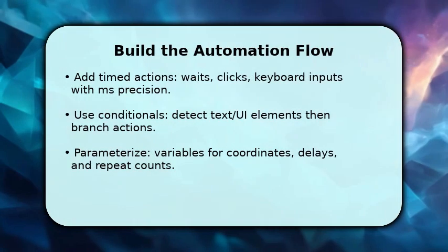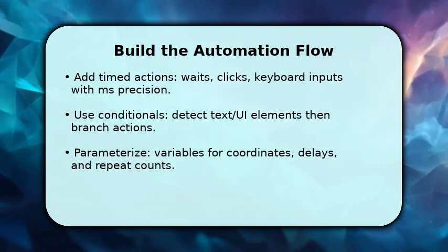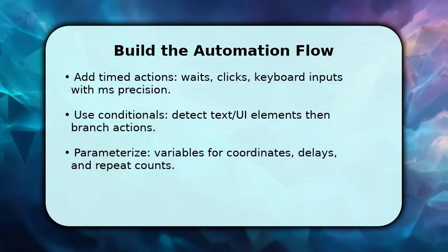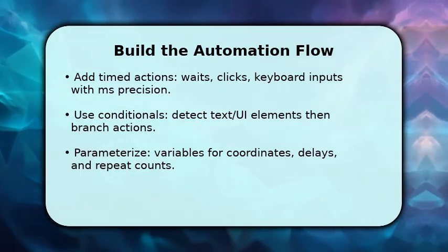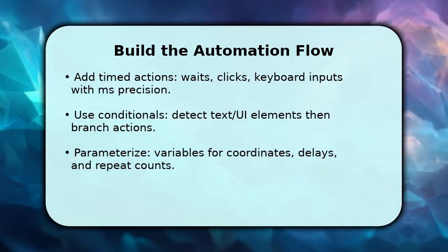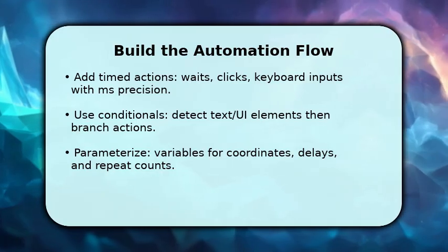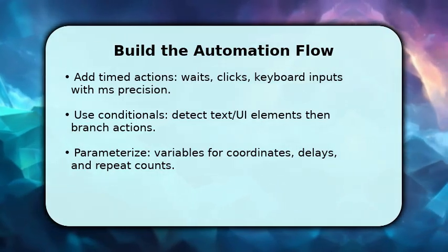Now assemble the middle flow. Add timed actions like waits and clicks with millisecond precision and sequence keyboard inputs for menus. Use conditionals to check for UI elements or in-game text and branch accordingly, because games lag and you must handle both success and retry paths.